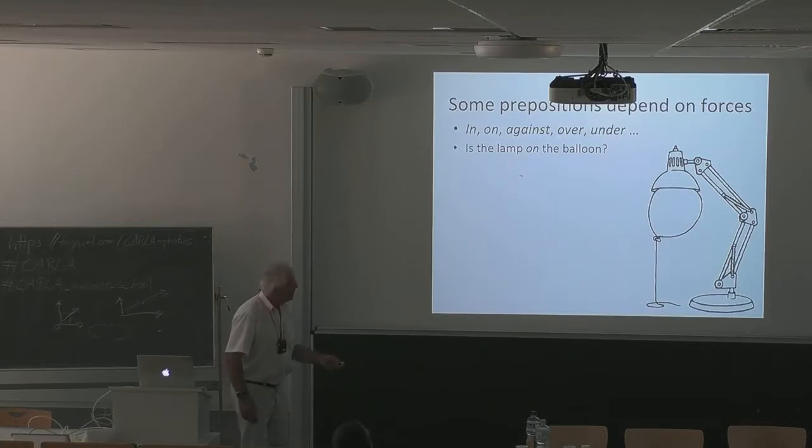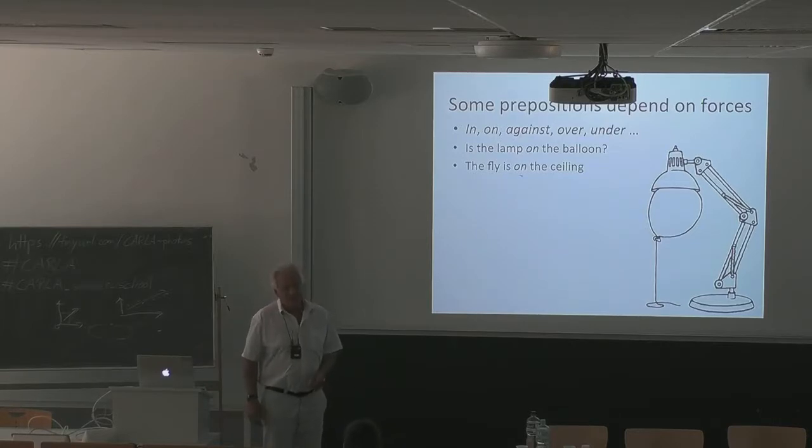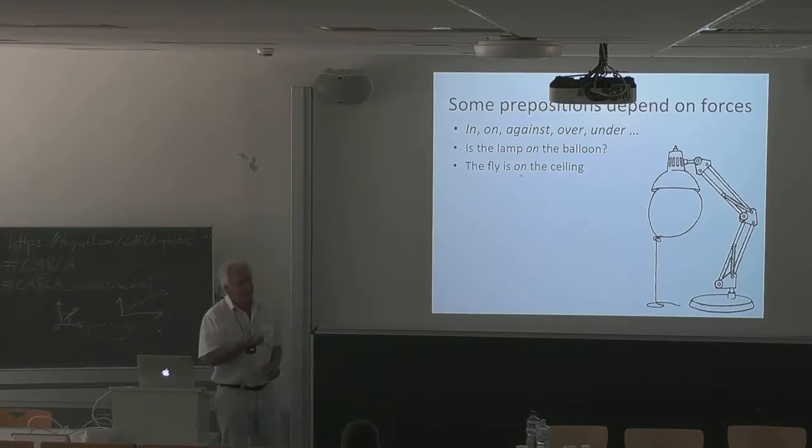Because here, it's not the balloon that supports the lamp. It's the other way around. The balloon is lifting, and it's stopped by the lamp. The force direction is the other way here. Yeah. Would you say that the balloon is on the lamp? Okay. We say that the fly is on the ceiling. So there is some kind of force connection here. The feet of the fly stick to the ceiling. So the fly is on the ceiling.